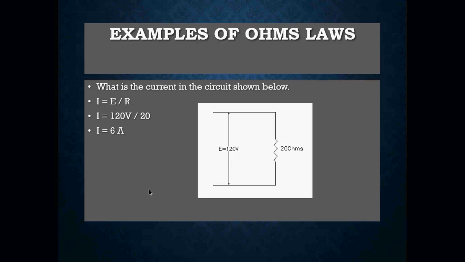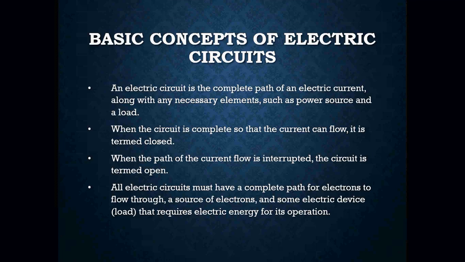So we would go I equals 120 volts divided by 20, and we come up with 6 amps. So here is the 120 volts, and we're going to divide it by 20 ohms, and that comes up with 6 amps. So this circuit here would be able to handle at least 6 amps of current.